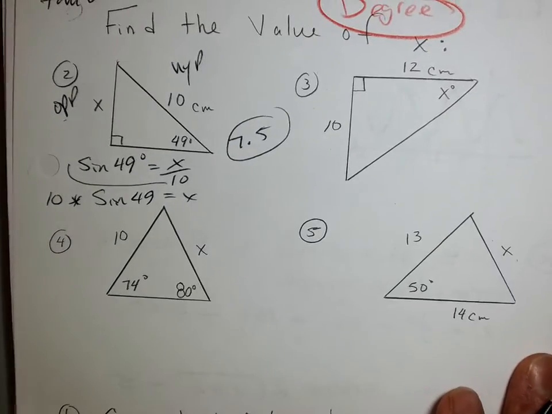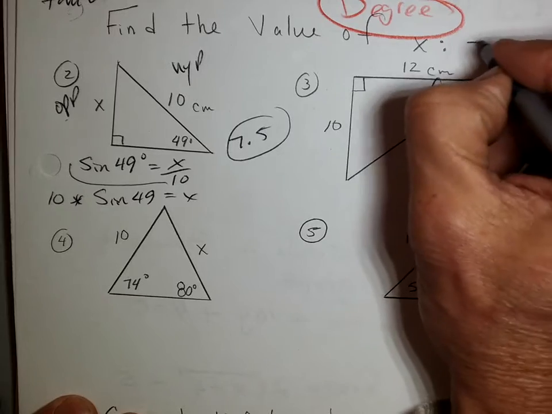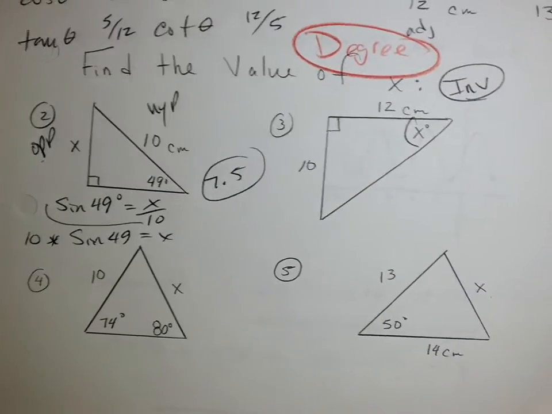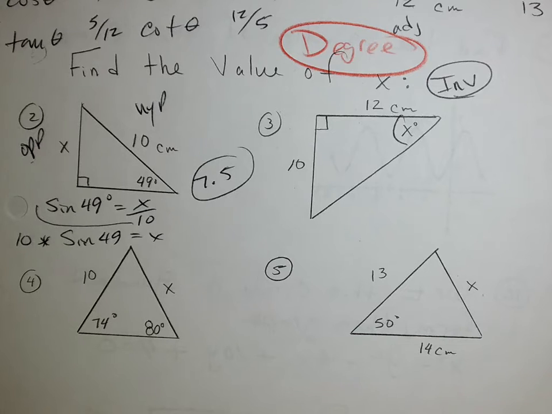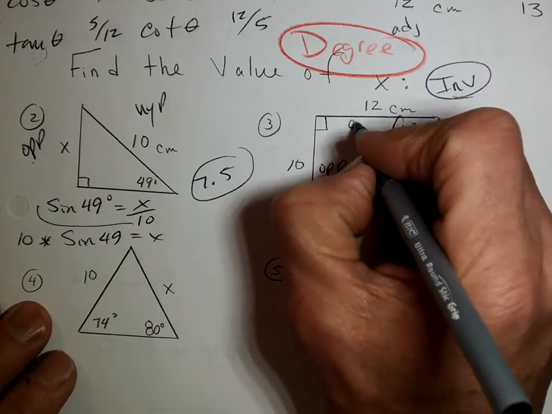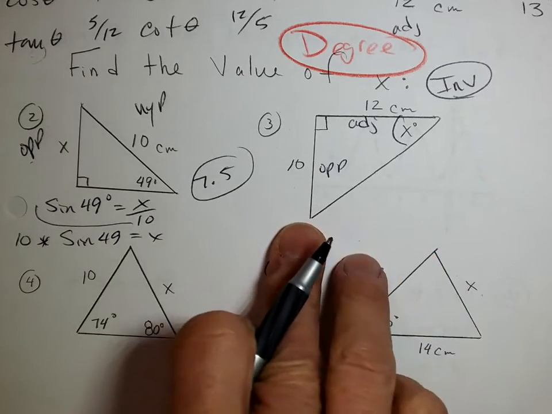Okay, 3. I need to find the angle. So I do know that I'm going to have to push the inverse button, right? Or like Cameron says, it's the blue button, the second button. I know if I need to find an angle, I have to hit the inverse button. So let's set it up. That's my opposite. That's my adjacent side. I don't know the hypotenuse, but I don't need to.